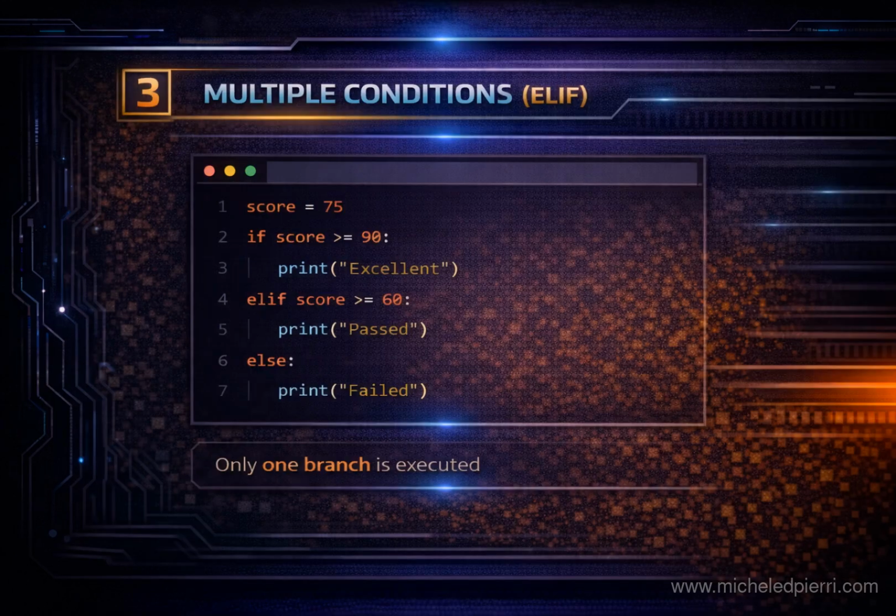Often, two options aren't enough. To handle 3 or more scenarios, we use elif, which is short for else if. This allows us to create very precise chains of logical checks. Exactly. Here we evaluate a score of 75. Python checks the first line, it's false. It moves to the elif on line 4. Since 75 is greater than 60, it prints past and stops. It's important to understand that once a true condition is found, Python skips all subsequent checks in that block.